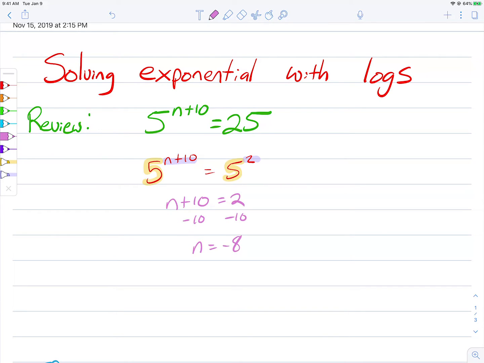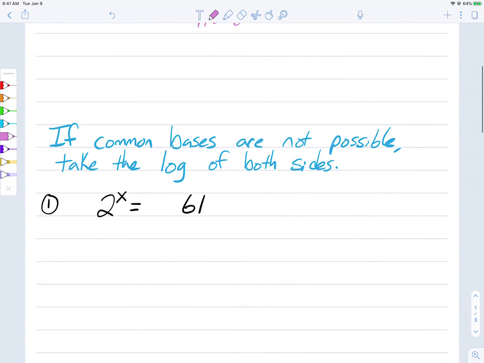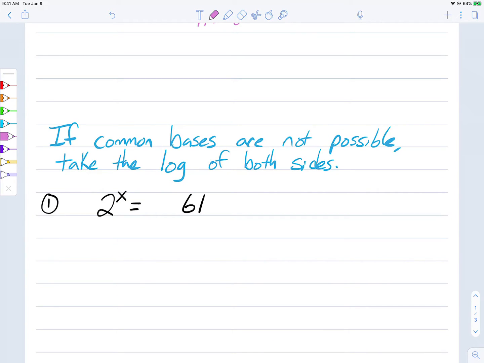So the question becomes, what if we can't create a common base? If a common base is not possible, what we do is we take the log of both sides. Let's say we had 2 to the x power equals 61. 61 is not a multiple of 2, so again, this is one of those where we cannot change and have common bases. It's very much like doing the inverse operation on both sides. The opposite of an exponent is a log. So I'm going to take the log of both sides.